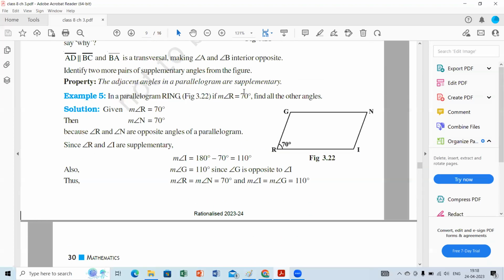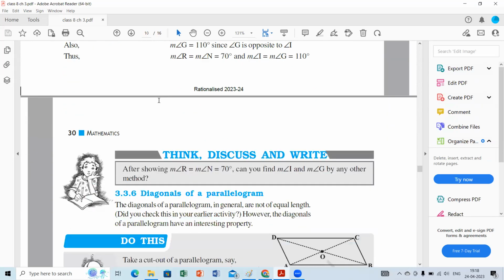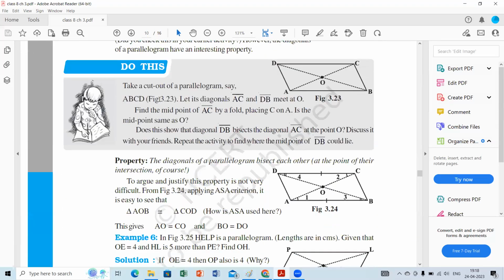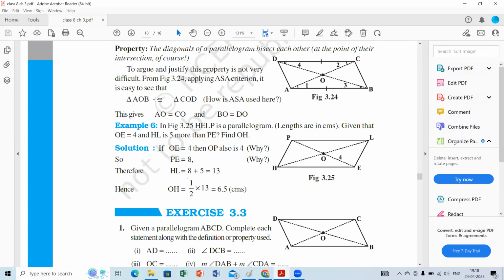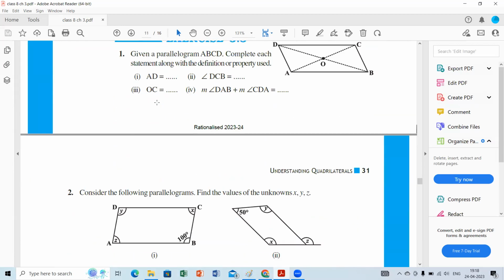See, children, there are 4 properties we should remember. One is that opposite sides are equal and parallel. Second is about angles: opposite angles are equal and adjacent angles are supplementary. What do you know about diagonals? Diagonals of a parallelogram bisect each other. Bisecting means making into two equal parts.